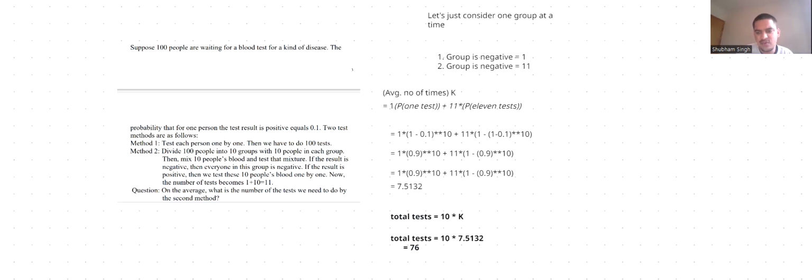So we would be saving around, like we would be doing around 24 tests less compared to the first method. But it's still a lot of tests. We can use something like a binary search method. I mean, it totally depends. Not a binary search method, but there should be more efficient methods. Yeah, 24 fewer tests need to be done. I hope this problem was clear. Thank you for watching.